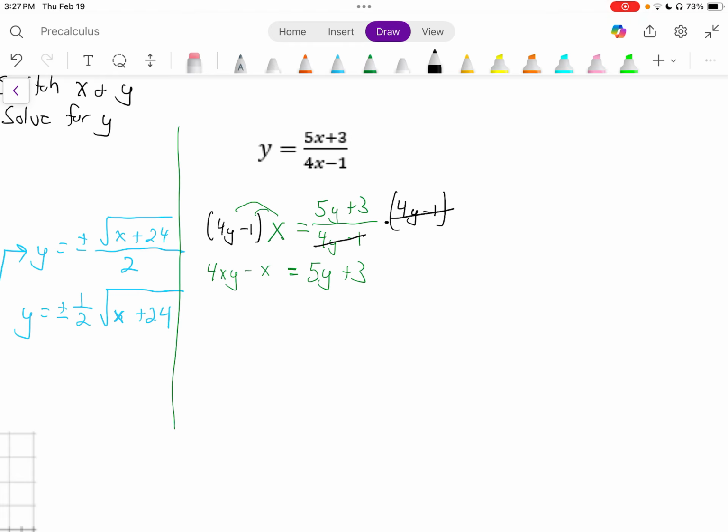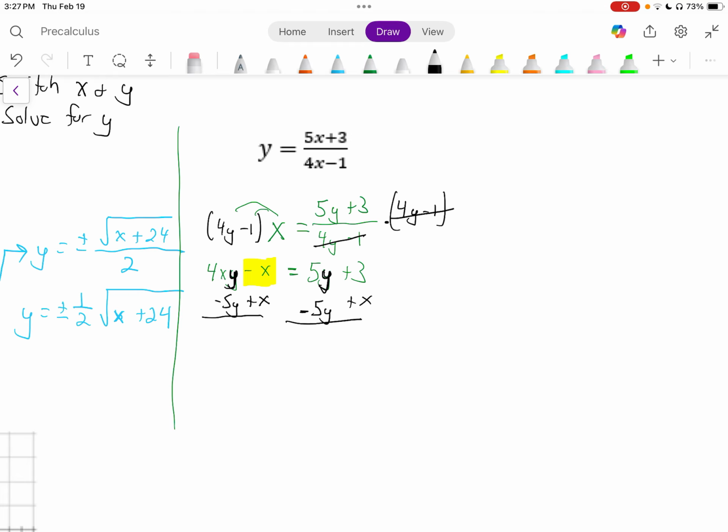So here's a y right here, and here's a y. So let's go ahead and get the y's on the left side. So I'll subtract 5y from both sides. And at the same time, I don't want this x over here. So again, I said it a couple times, get all the terms with y on one side, all the terms that don't have y on the other side. So we can go ahead and add x to both sides.